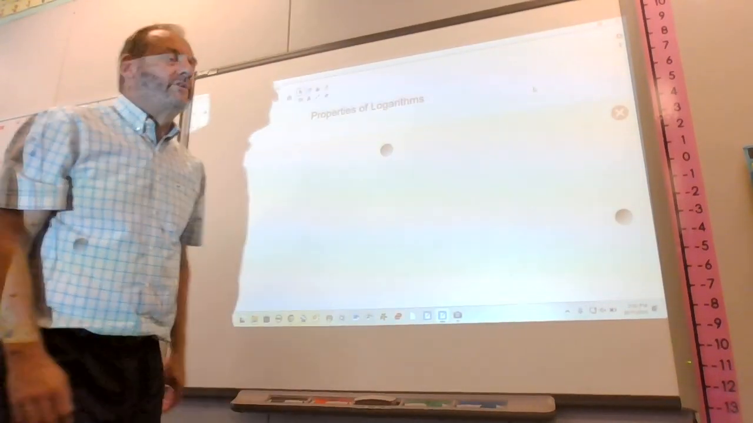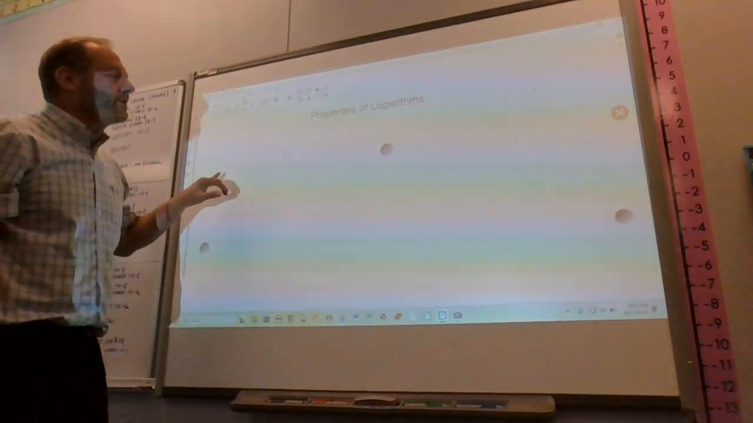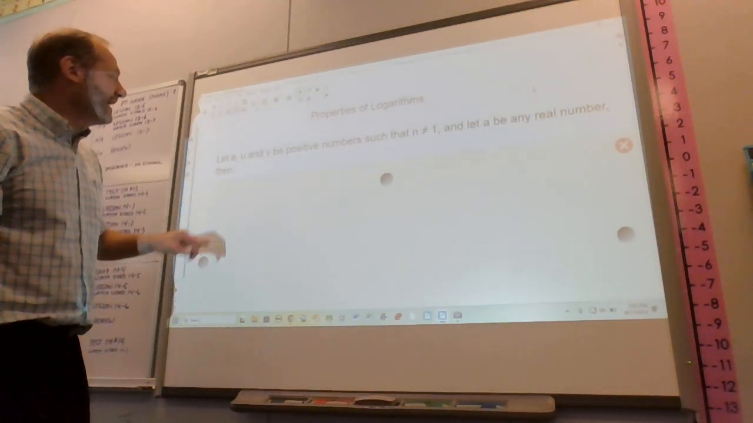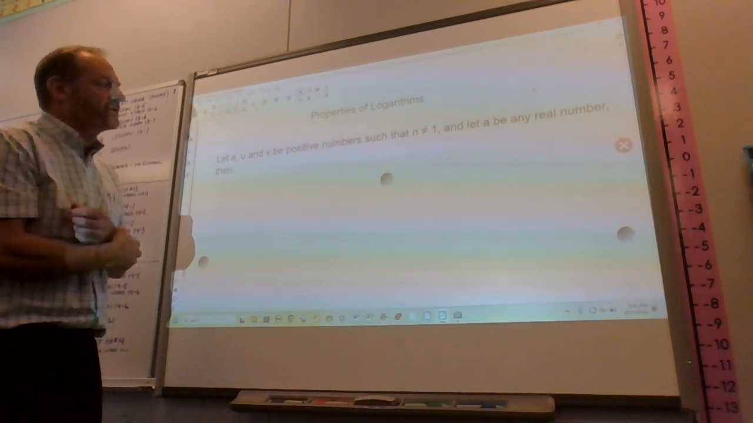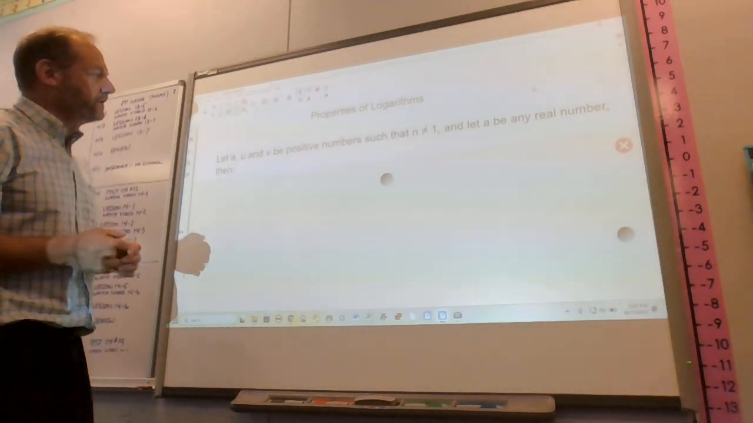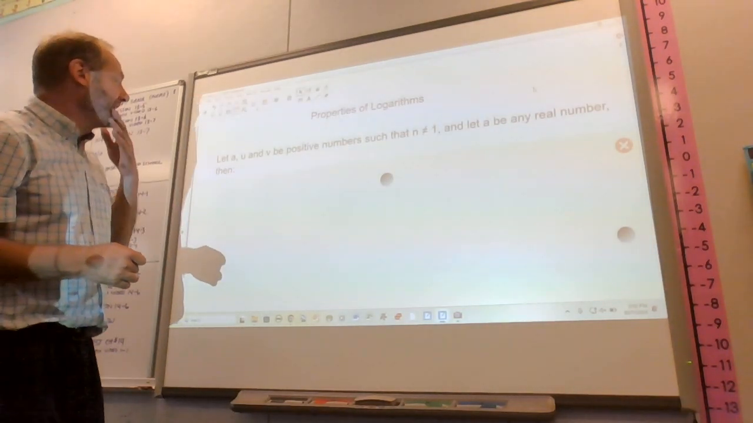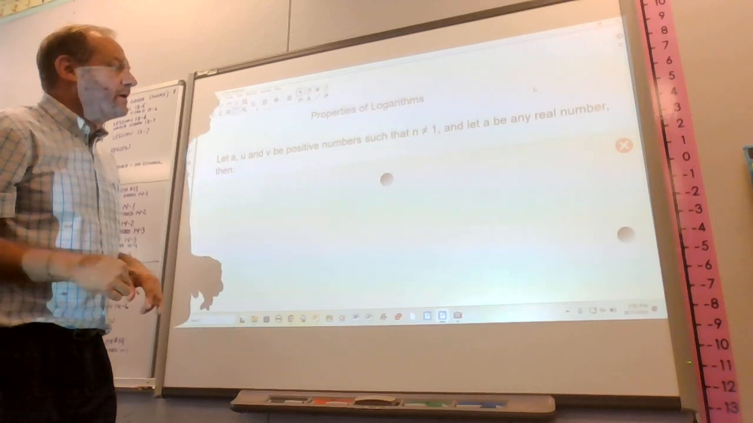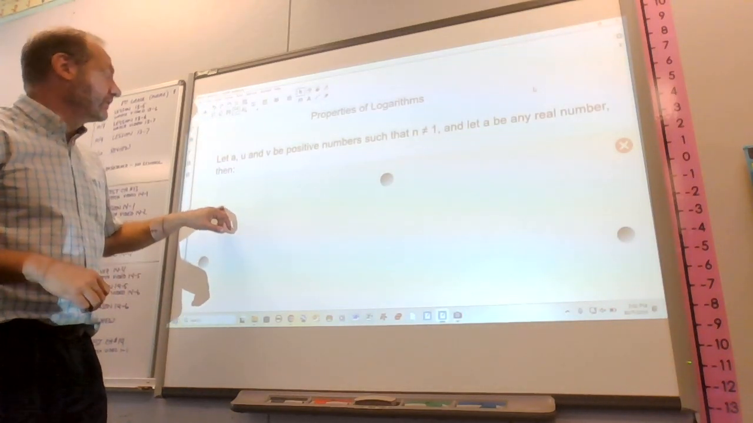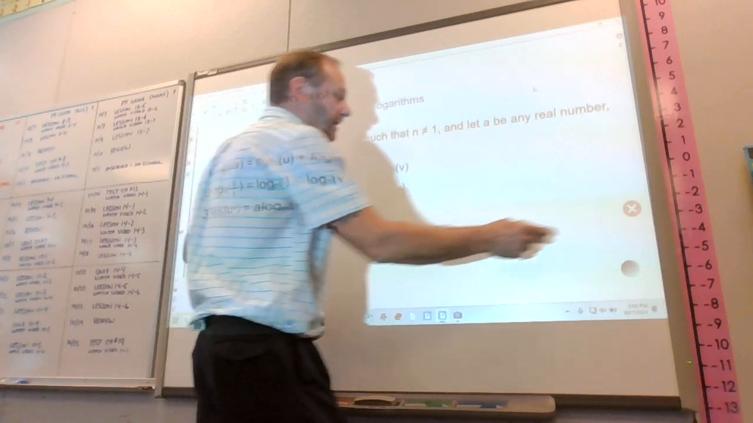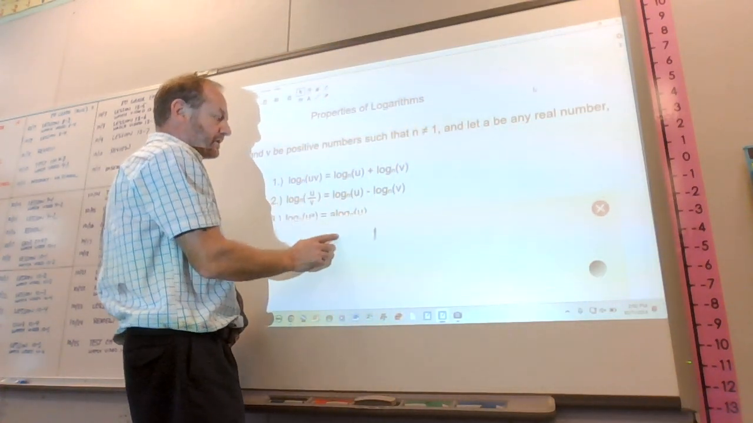Hey guys, today we're talking about properties of logarithms. So we're going to let n, u, and v be positive real numbers such that n is not equal to 1, and let a be any real number. Then the following are true. Let's look at these one at a time.